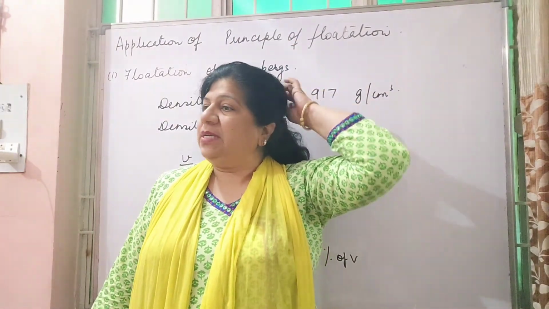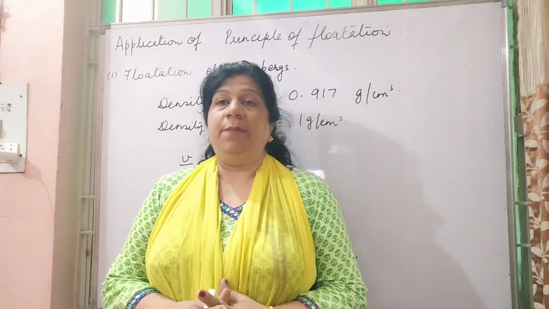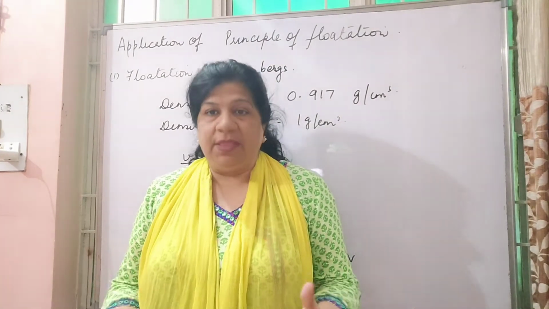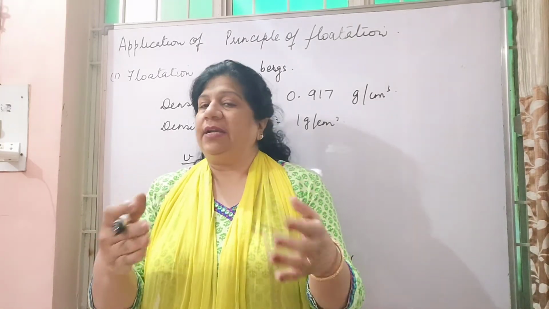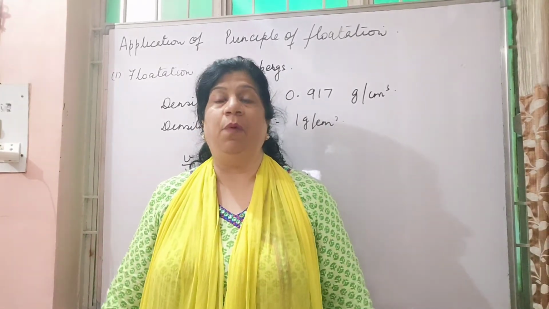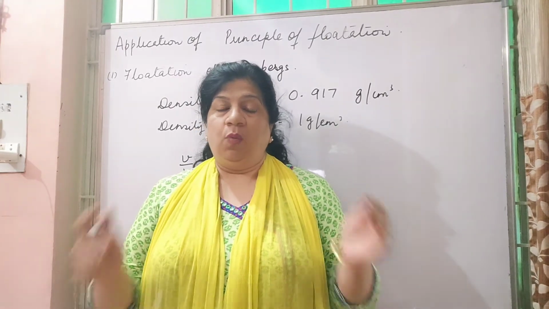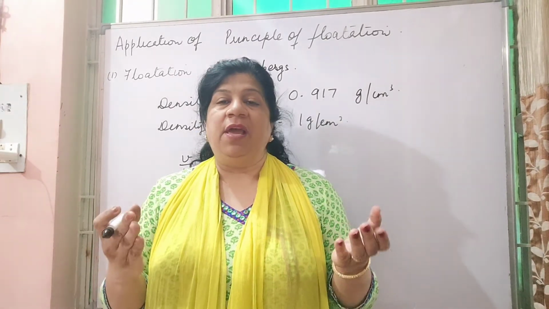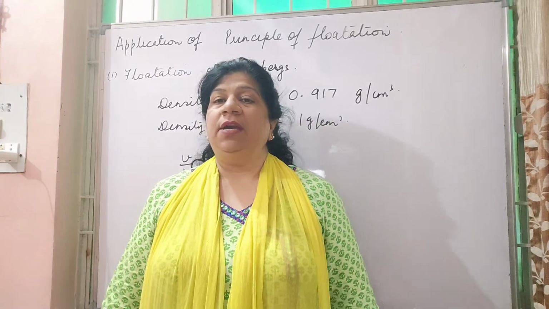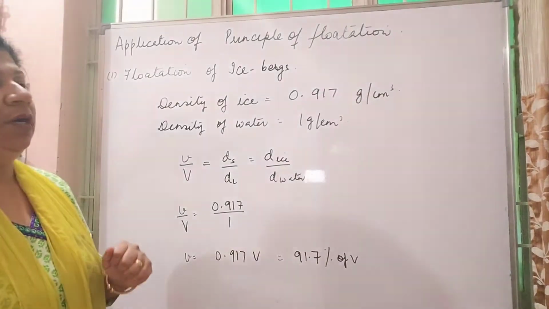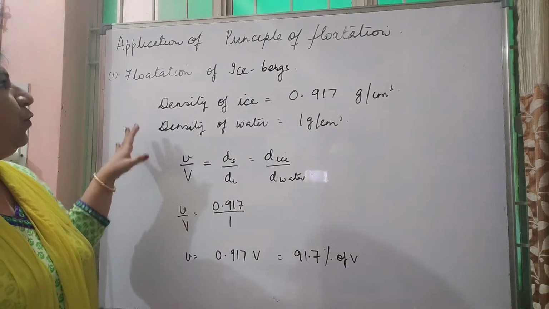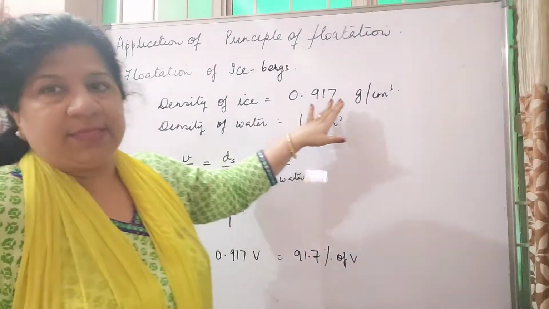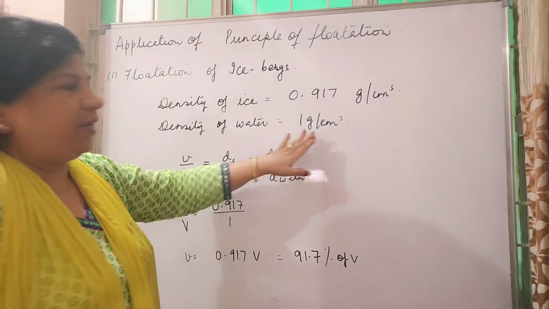icebergs are the portion of ice which are very much in between the oceans, and the upper part of the iceberg that is visible is very, very less as compared to the portion which is inside the water. What you see above the water level is a very small portion of the entire iceberg. So here we are going to find out the ratio of the volume of the iceberg above the water and below the water. So flotation of iceberg, the density of ice is this and the density of water is this.